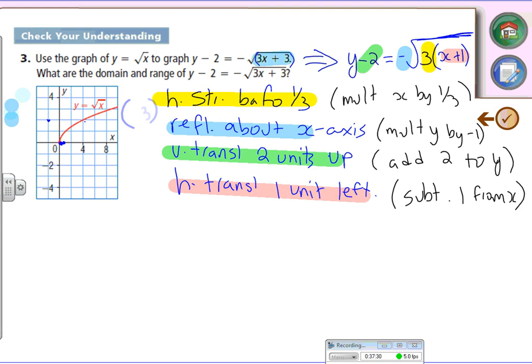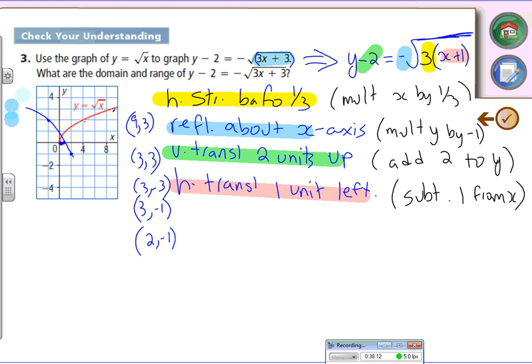So 9, 3 is the point we're going to look at now. We're going to take it and multiply by 1/3, takes us to 3, 3 after the first one. And then multiplying the y by -1, 3, -3. Then we add 2, so we're going to take it 2 up from there. 3, -1. And then moving it 1 to the left, which gives us 2, -1. So 1, 2, and -1 right here. And we get it looking like that.